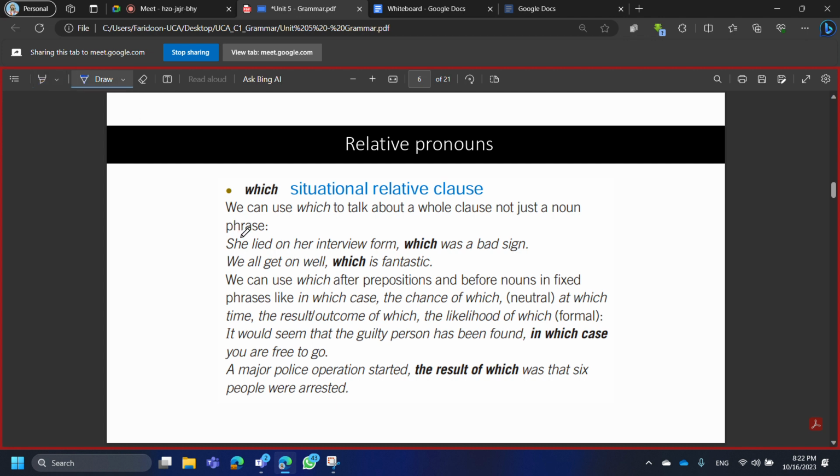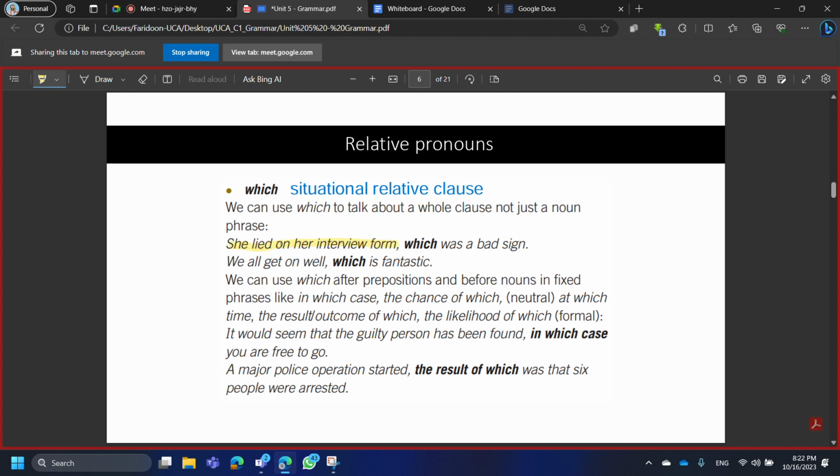For example, she lied on her interview form. She lied on her interview form, which was a bad sign. Which in here is not directly talking about the interview form. It's talking about the whole clause, and the clause says that she lied on the interview form. That's the whole point.